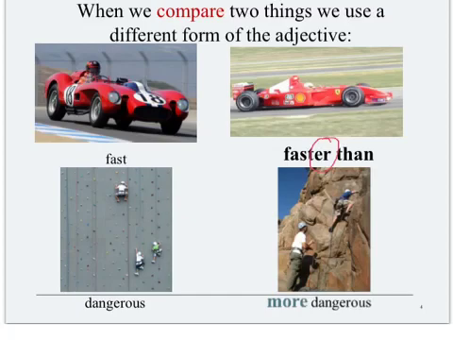If we look below, these people are doing something that is dangerous. In the second picture, these people are doing something that is more dangerous. This is also a comparative, but because it has 1, 2, 3 syllables, dangerous, we add the word more. We can say, in picture 2, the people are climbing something more dangerous.